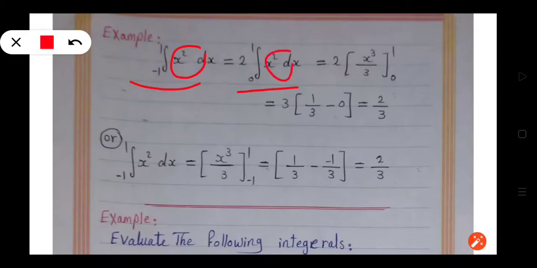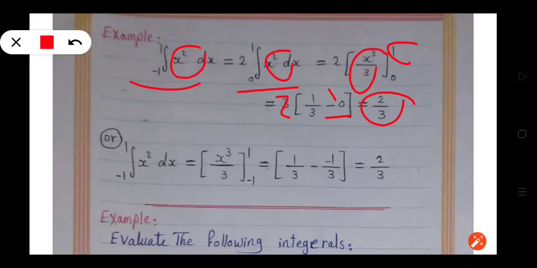The integration of x squared is x cubed over 3 from 0 to 1. That means it's equal to: put x as 1, we get 1 over 3; put x as 0, we get 0. 1 over 3 times 2, that's equal to 2 over 3.